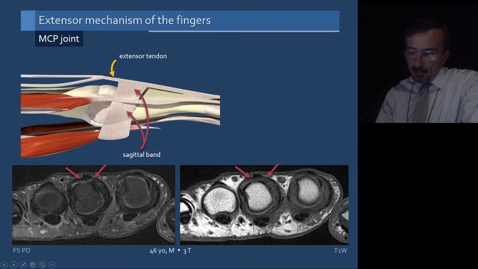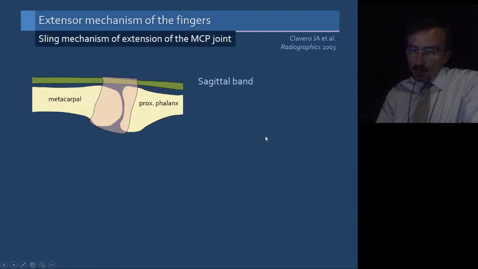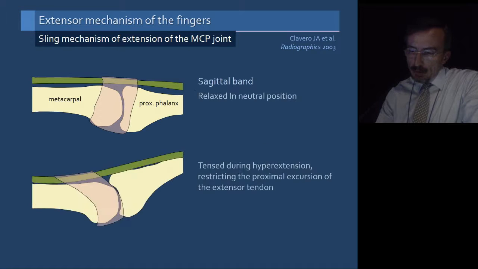And these are the sagittal bands of the extensor mechanism. They are more superficial, and they are more superficially located to the collateral ligaments. So the sagittal band has this role in hyperextension.